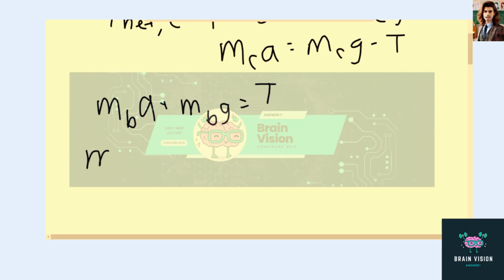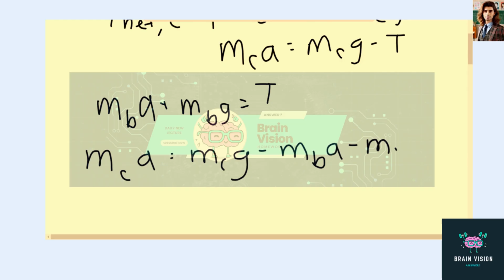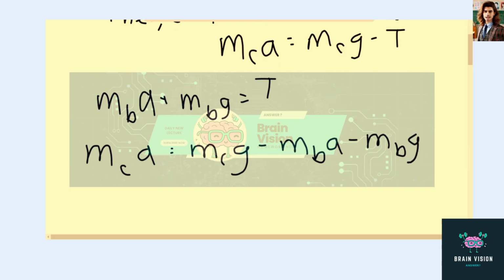And so we will get M sub C times A is equal to M sub C times G minus M sub B times A minus M sub B times G. All right, now all we need to do is solve for the acceleration.